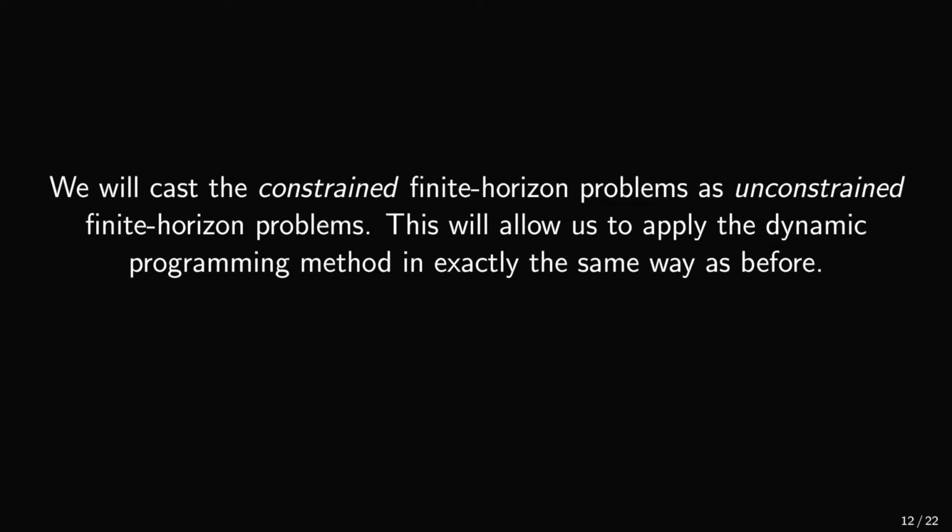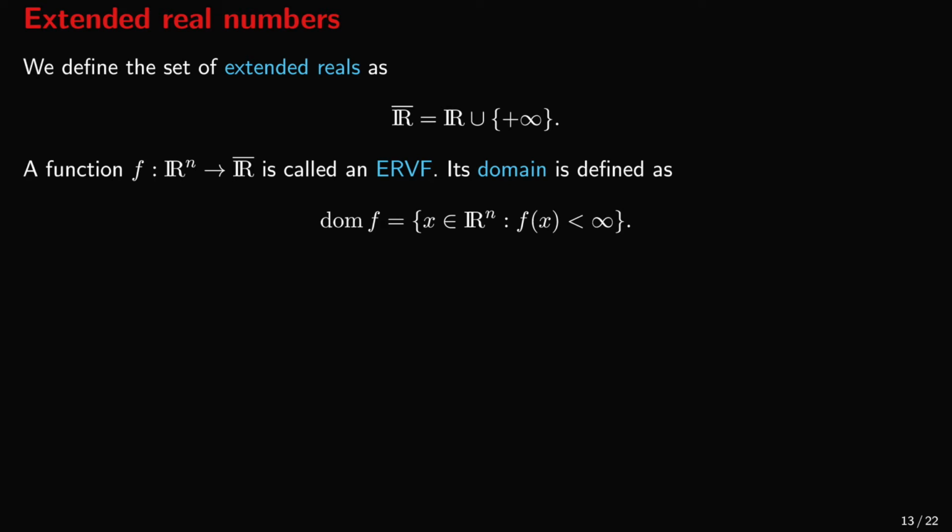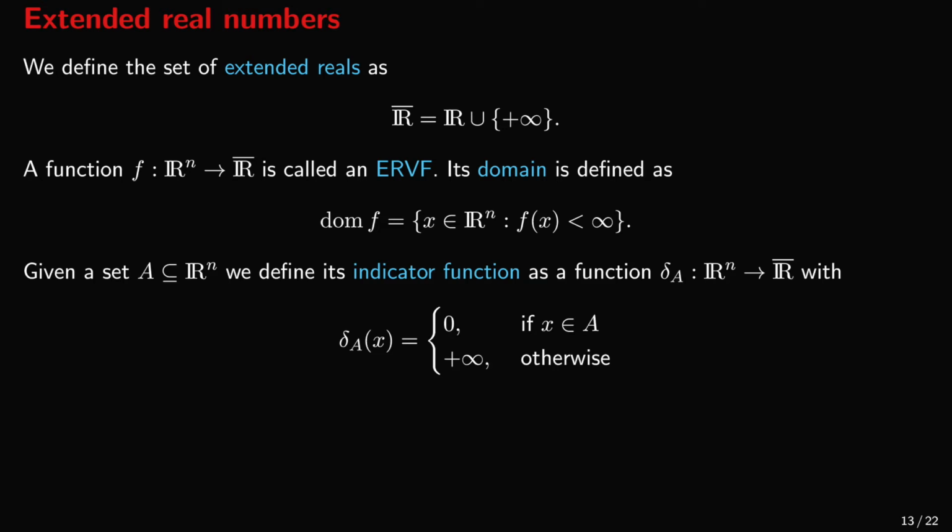To that end, we need to define the set of extended real numbers. The set of extended reals is the set of real numbers with the element plus infinity. We will later define costs that can take the value infinity. An infinite cost will be associated with the violation of a constraint. A function that returns an extended real is called an extended real valued function, or ERVF for short. The domain of such a function is the set of x where the function is not equal to infinity.